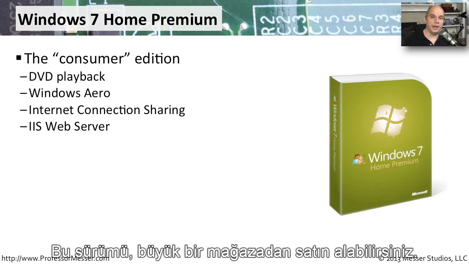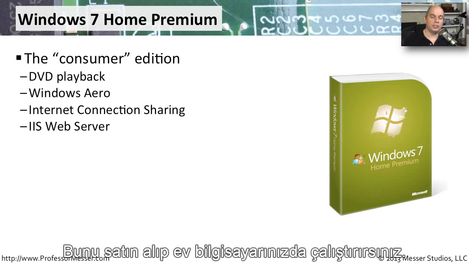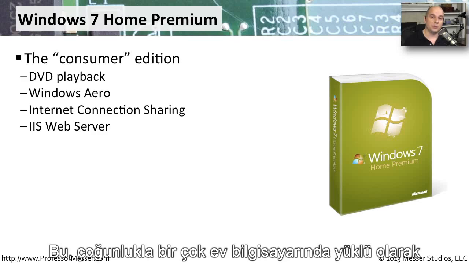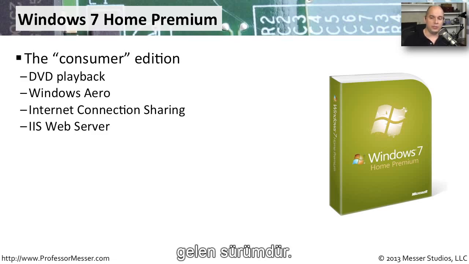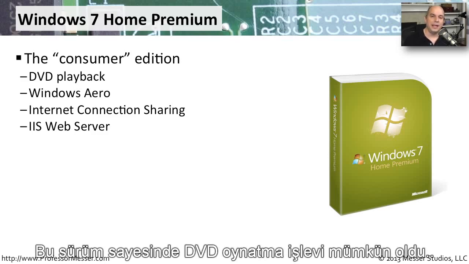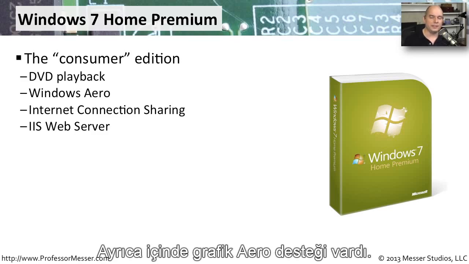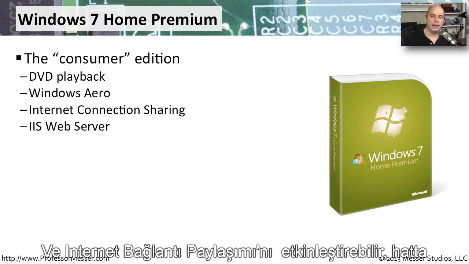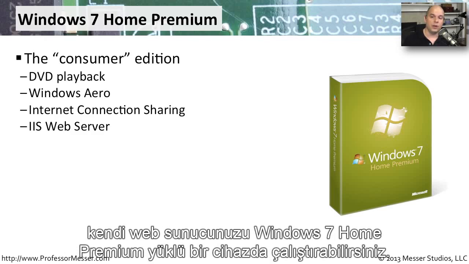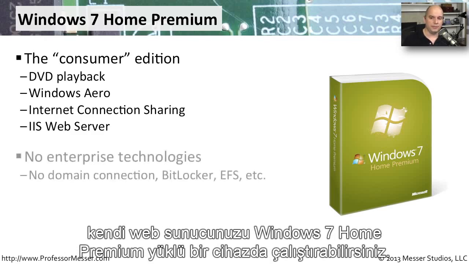This is the version that you would buy at a big box store. You would purchase it and run it on your home computer. This is probably the version that was also included with many home computers. It allowed for playing back DVDs. There was the graphical Aero support inside of it, and you could enable internet connection sharing and even run your own web server on a Windows 7 Home Premium device.